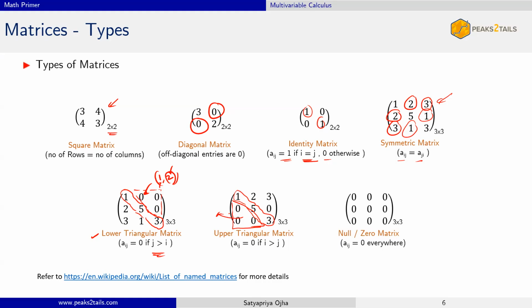And finally, we have a null matrix or 0 matrix, which is 0 everywhere. There are a lot of details on Wikipedia. If you're interested, you can learn about it. Any questions so far? Clear, everyone?